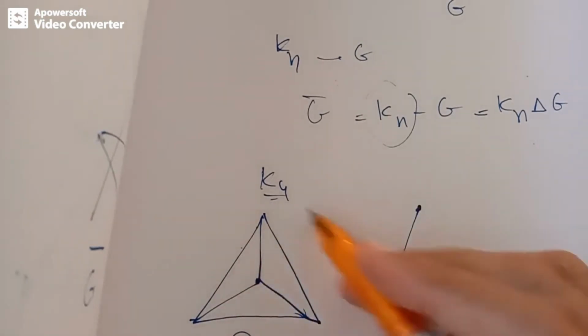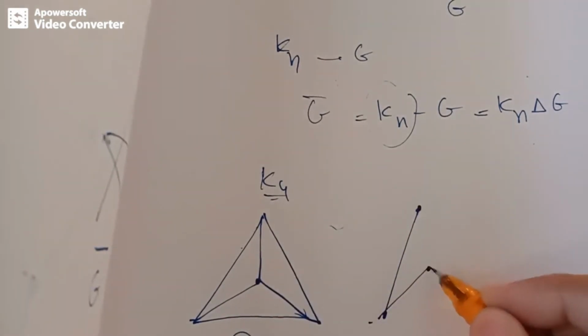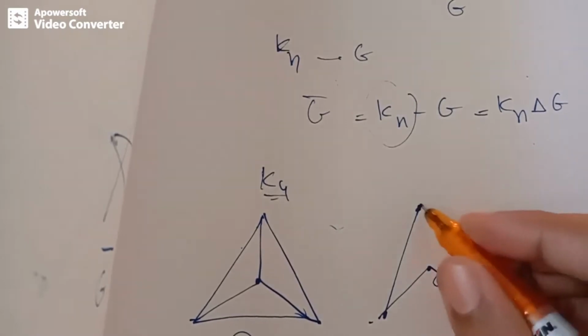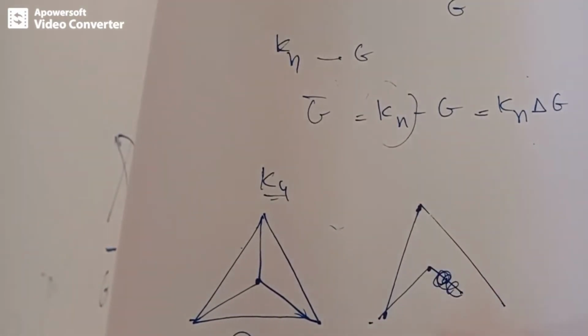Okay, we can have this as a simple graph. I am just connecting those 4 points. This is the simple graph G. Got it? So how do we denote the complement of the graph G?